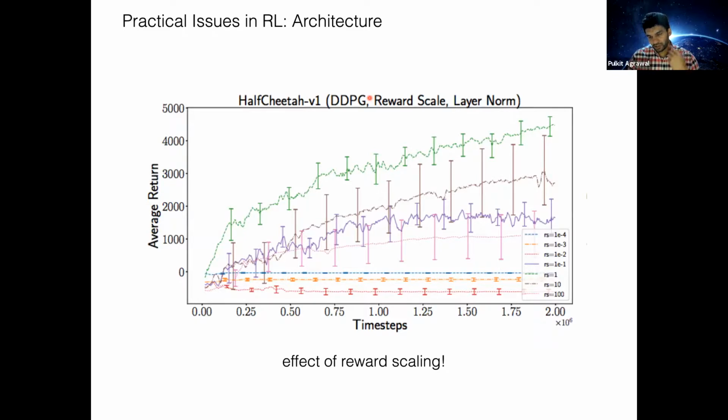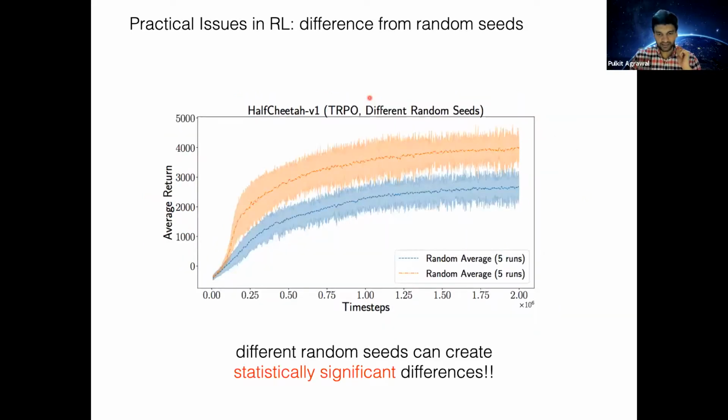So the point being that small changes can have a huge difference in performance. And to make things even worse, one thing which was noticed is, suppose I take the same environment and I run TRPO 5 times with 5 different random seeds, and I plot the result. What I get is the orange curve, and what you're seeing over here is some variance in the performance.